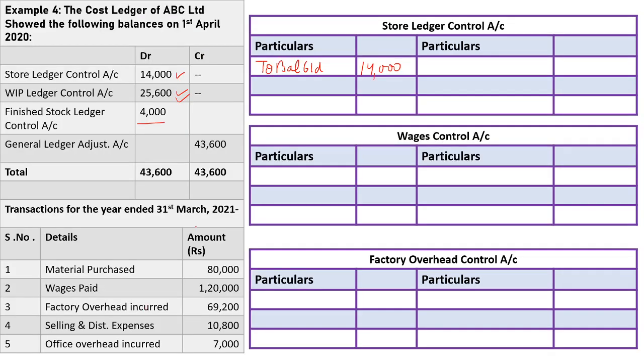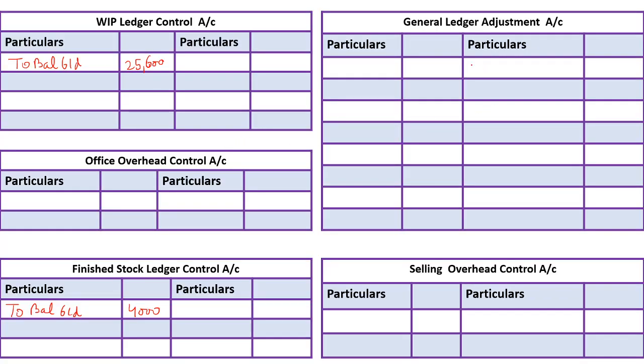Our last opening balance is general ledger adjustment account, which has the credit balance 43,600. So on credit side we write by balance brought down 43,600.